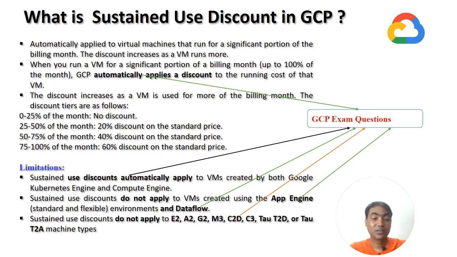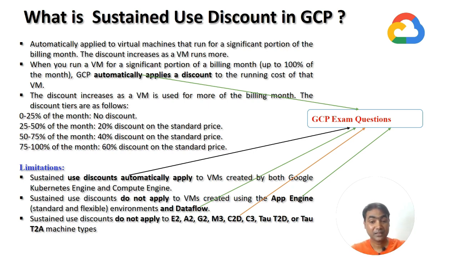When you run a VM for a significant portion of a billing month, up to 100% of the month, GCP automatically applies a discount to the running cost of that VM. The discount increases as the VM is used for more of the billing month.